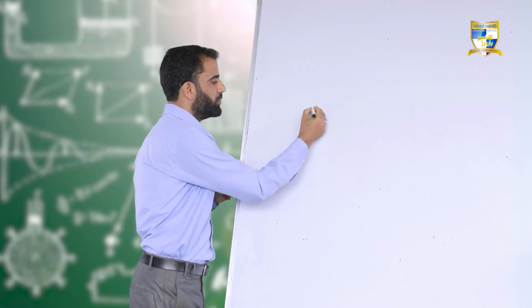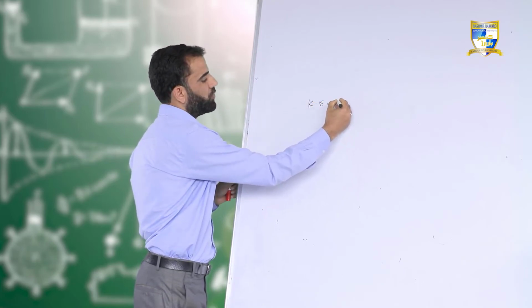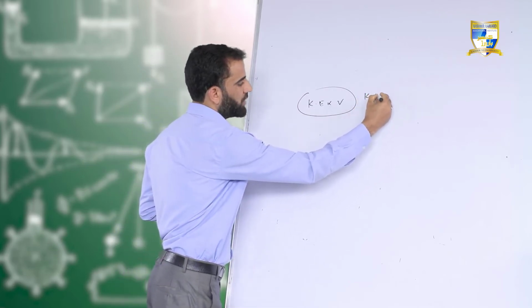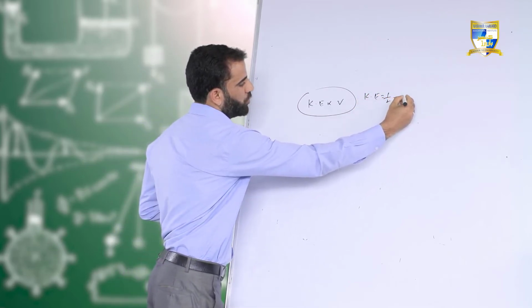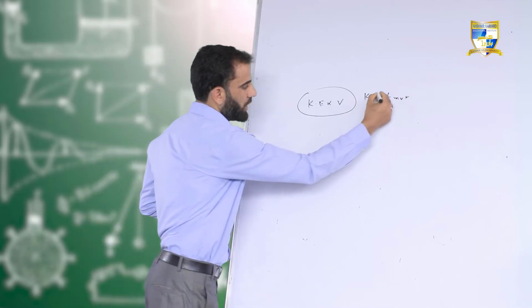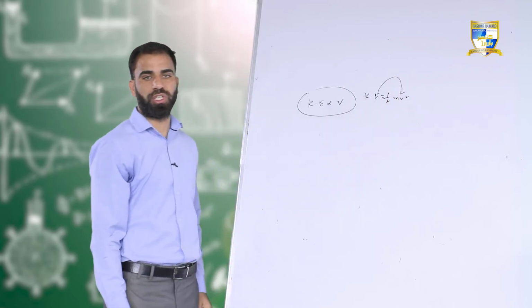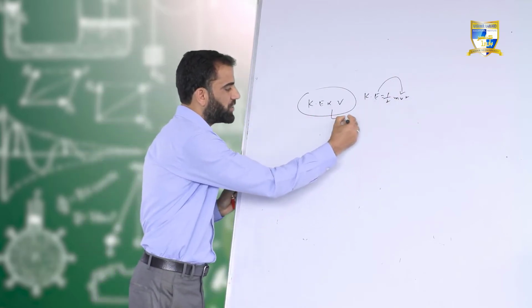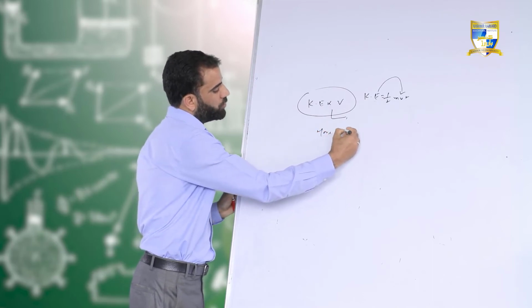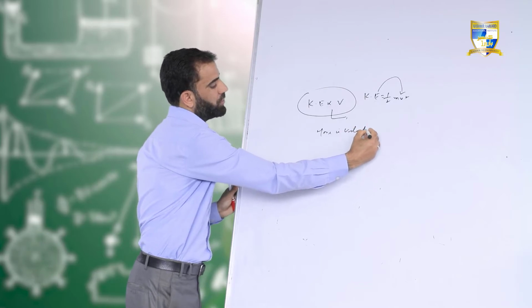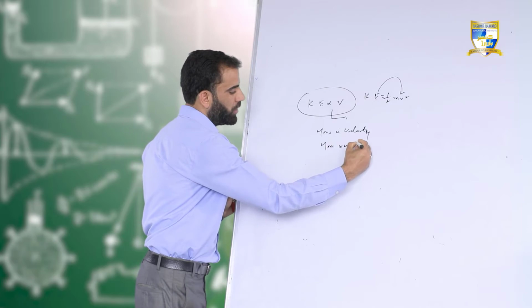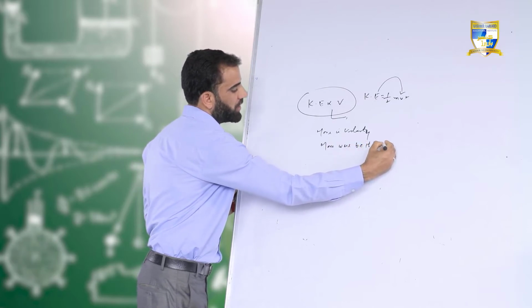So what is the relationship between kinetic energy and velocity of an object? From the formula we know that kinetic energy equals 1/2 mv². So from this formula you can see kinetic energy has a direct relation with the velocity of an object. That is, the more the velocity, the more will be its kinetic energy.